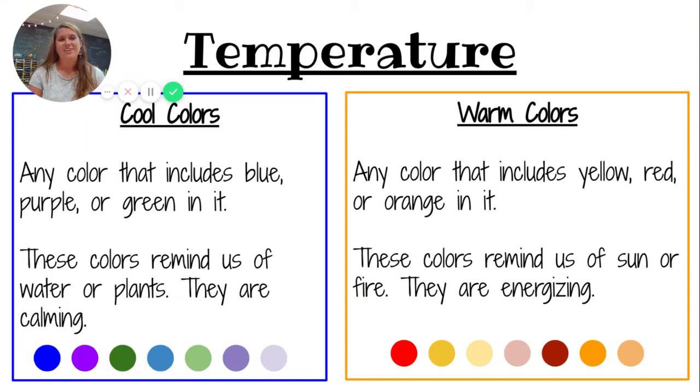So warm colors are any color that has yellow, red, or orange in it. We associate those with sun or fire. They give us energy. They're good for things like gyms or sports venues, anywhere you're going to need some energy. Probably not good for a classroom with kindergartners, for example. You want that to be really light blue, so they're calm.